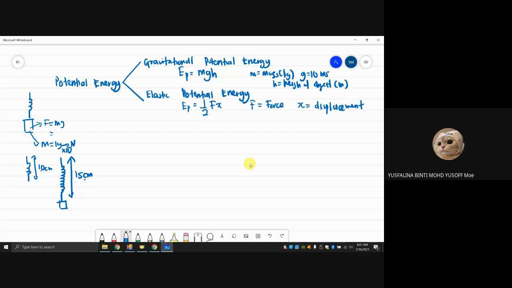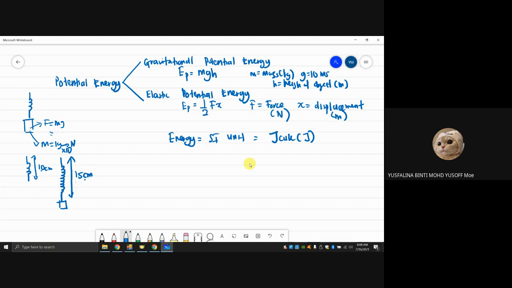But you have to change to meter. The force must be in Newton, and the displacement must be in meter. Why? Because for energy, it doesn't matter what type of energy, the SI unit must be joule. So after you calculate, you must put the unit joule. If you don't change to meter, you cannot use the unit joule; you have to change to another unit. So these are the two types of potential energy.